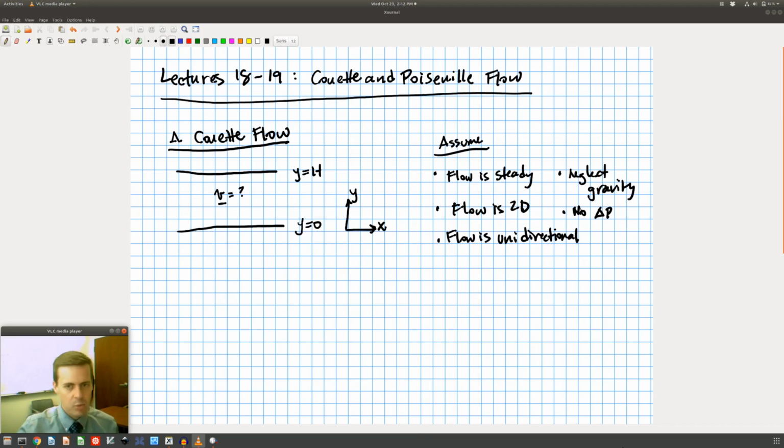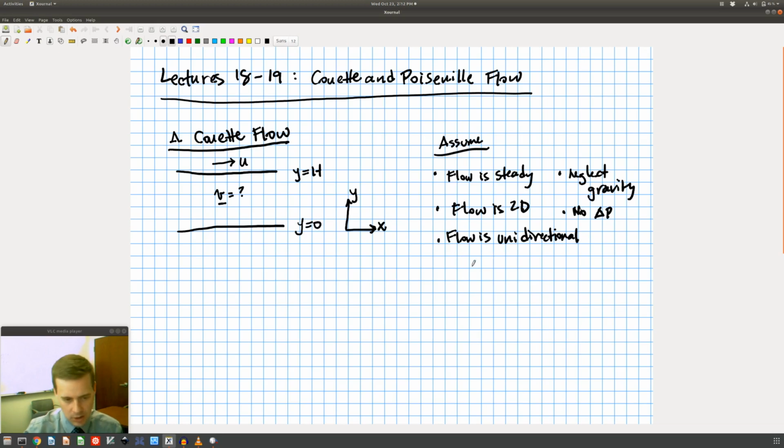So the first example I'm going to do is solving the Navier-Stokes equation for Couette flow. And remember the assumptions here for Couette flow. So first off, I'll outline the geometry. We have two parallel plates. The upper plate is moving at a velocity U. The lower plate is fixed. It's just sitting there. And I'm going to make the following assumptions.